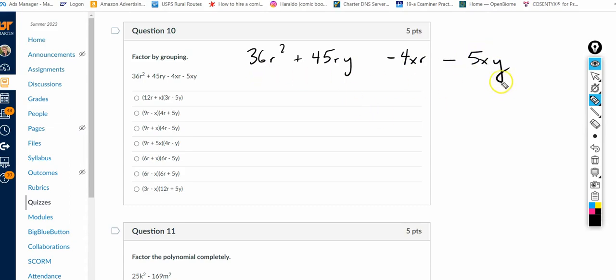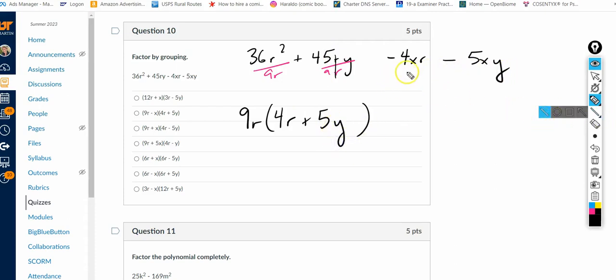All right, the 4 terms have nothing in common, so let's group the first 2 terms. 36 and 45, their greatest common factor is 9. They also have 1 r in common. So what's going to go in there? Well, if I divide each of those by 9r, 36 divided by 9 is 4, and then I lose one of those r's. And 45 divided by 9 is going to be 5. And r goes, and I'm left with a y.